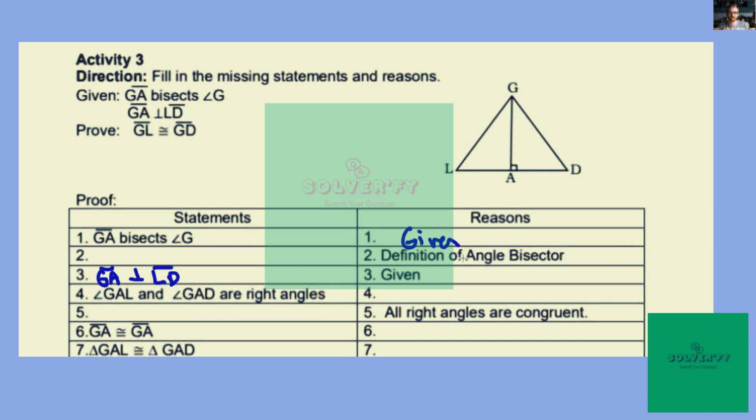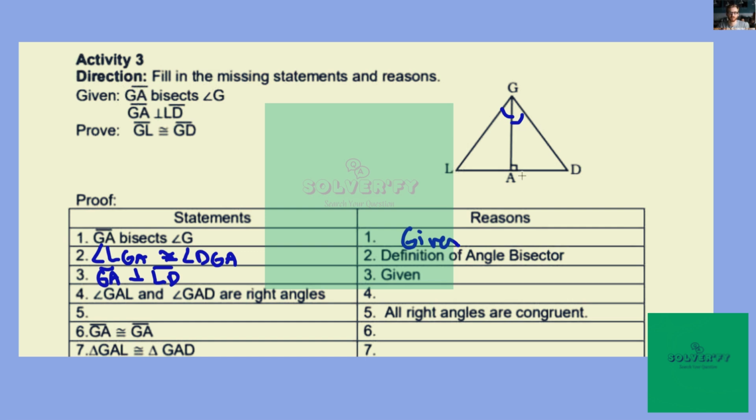By the definition of an angle bisector, it cuts an angle into two congruent parts. So if it's GA that's bisecting angle G, there are equal or congruent angles on each side of that segment. Give them names. The one on the left we could call angle LGA, for instance, and that would be congruent to the angle on the right that I've marked, which we could call angle DGA. So now we have some congruent angles.